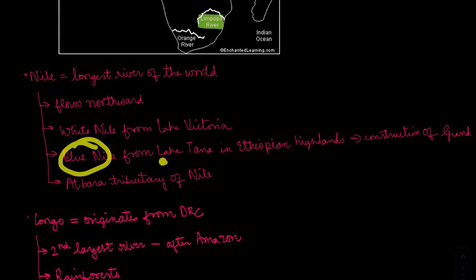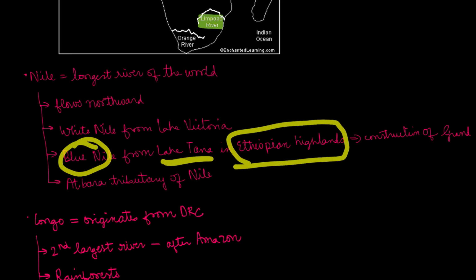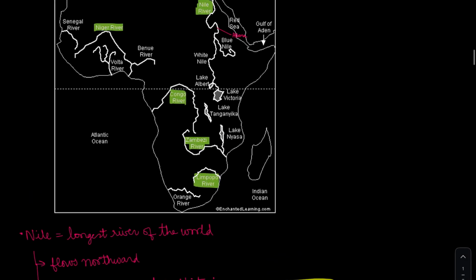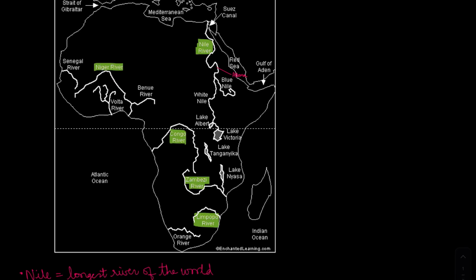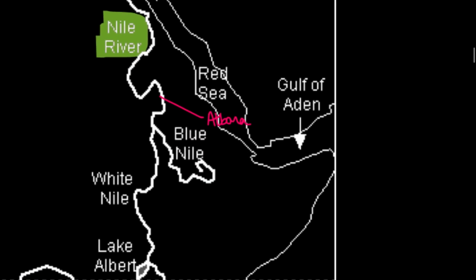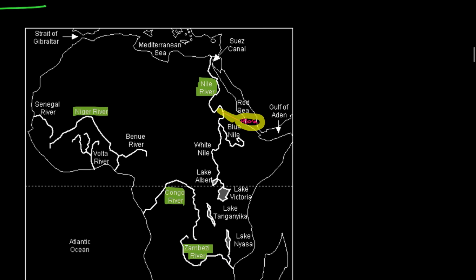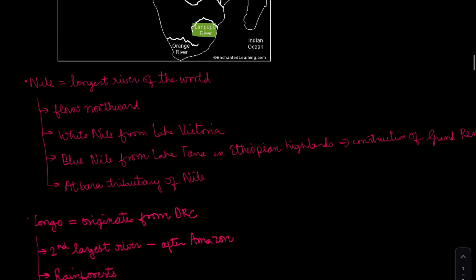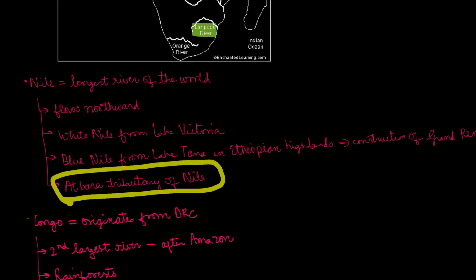The Blue Nile forms Lake Tana in the Ethiopian highlands. So there's Lake Tana by the Blue Nile. This is the Blue Nile and it forms Lake Tana. Then there's also Lake Albert on the White Nile. Then this is Atbara over here on the Nile River. Atbara is a tributary of the Nile.